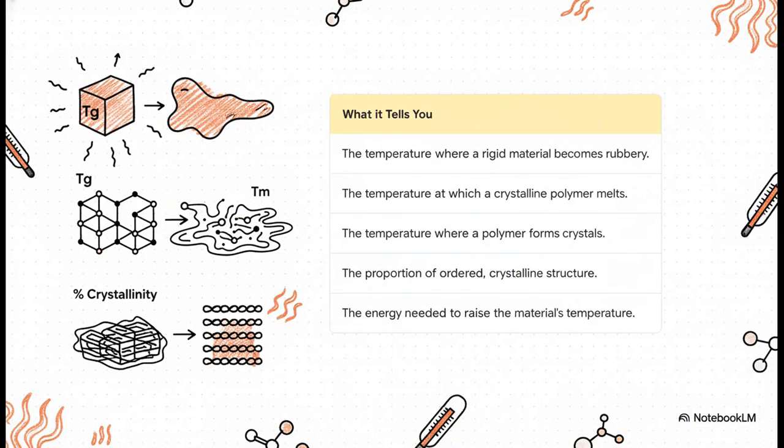So what does this thermogram tell you? Oh, so much! You can pinpoint the glass transition temperature, or Tg. That's the exact point a hard plastic gets all soft and rubbery. You can find the precise melting temperature, or Tm, for crystalline materials. You can even calculate the percent crystallinity, which is a huge deal because it tells you how organized the polymer chains are, and that's directly tied to a material's strength.